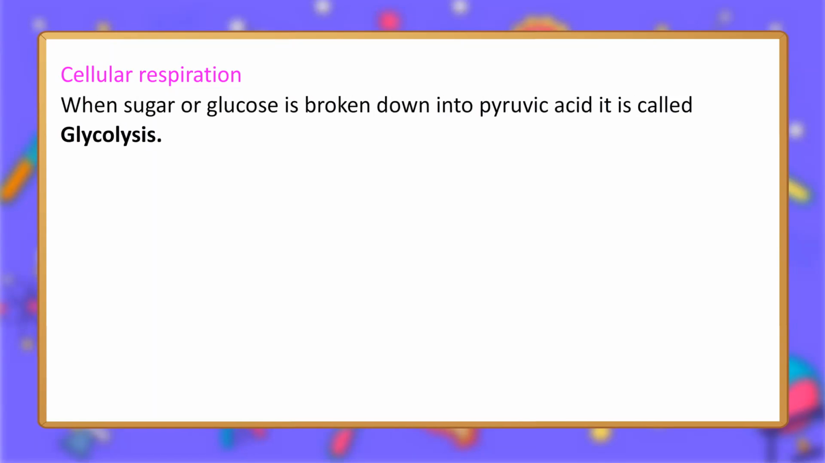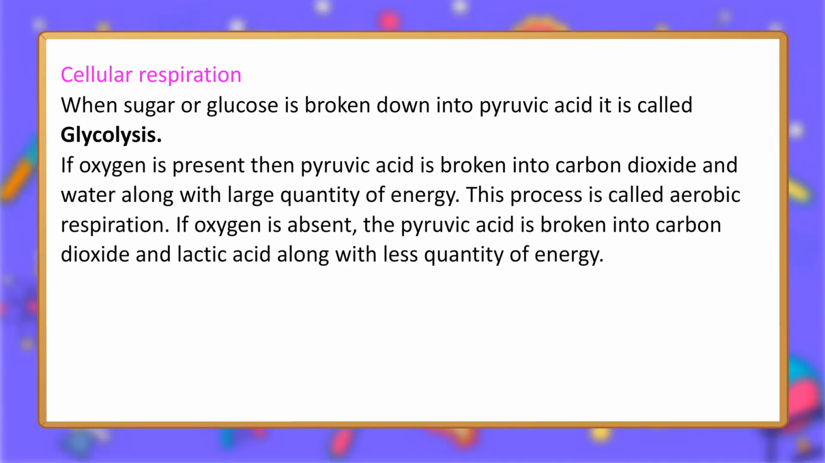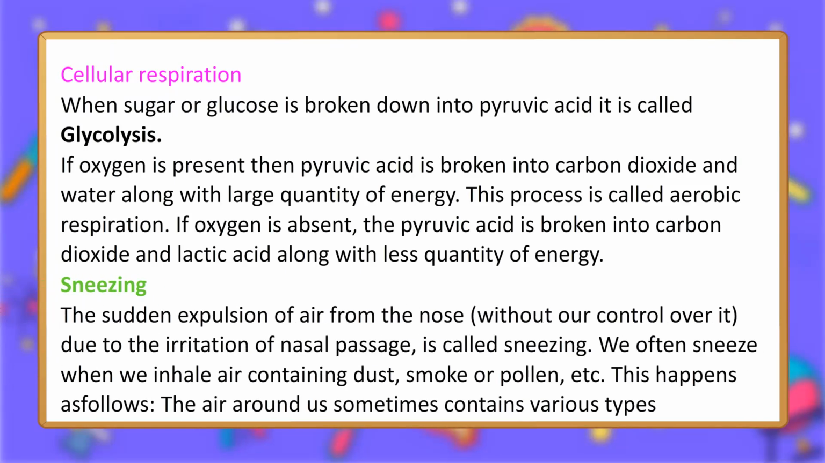Cellular respiration. When sugar or glucose is broken down into pyruvic acid, it is called glycolysis. If oxygen is present, then pyruvic acid is broken into carbon dioxide and water along with a large quantity of energy. This process is called aerobic respiration. If oxygen is absent, the pyruvic acid is broken into carbon dioxide and lactic acid along with less quantity of energy.